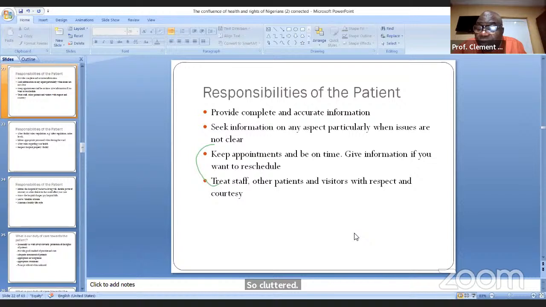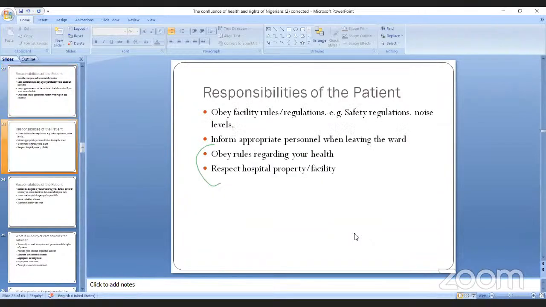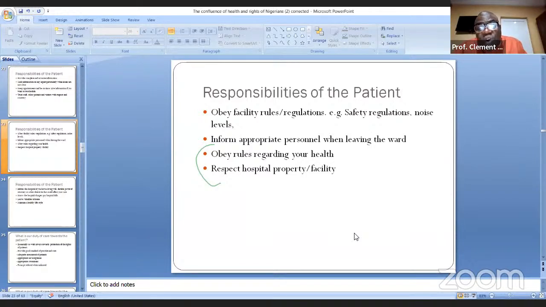They must keep their appointments and be on time. You cannot say because you're a patient, you have your right. A clinic that starts by 9, you come by 1 p.m., nobody will see you. I do that a lot. You come by 2 p.m., say, today's my clinic day. We say, where have you been since 8 o'clock when we started clinic? So they must keep the appointment and keep to the schedule. They must treat staff, other patients, and visitors with respect and decorum. You cannot treat people shabbily because you're a patient. They must obey facility rules and regulations. They must inform appropriate personnel when they leave the ward.